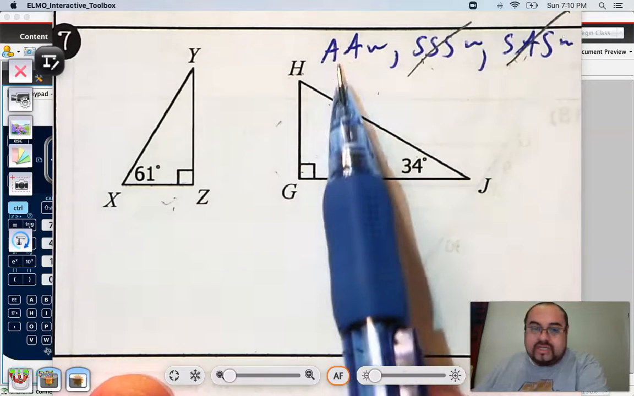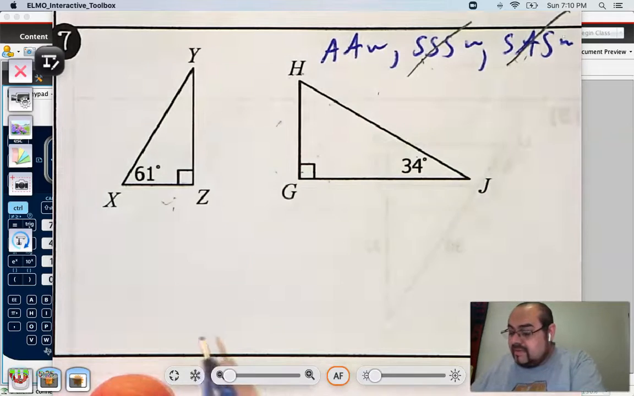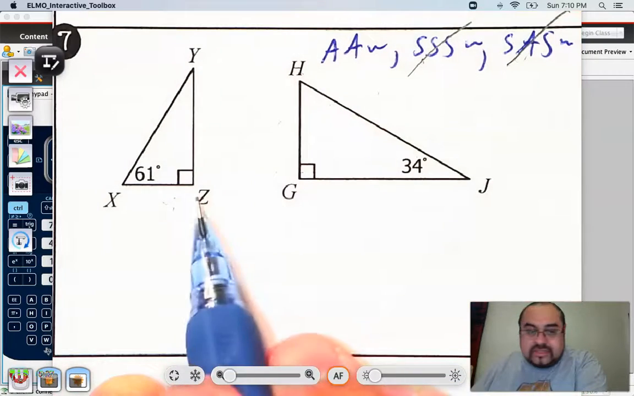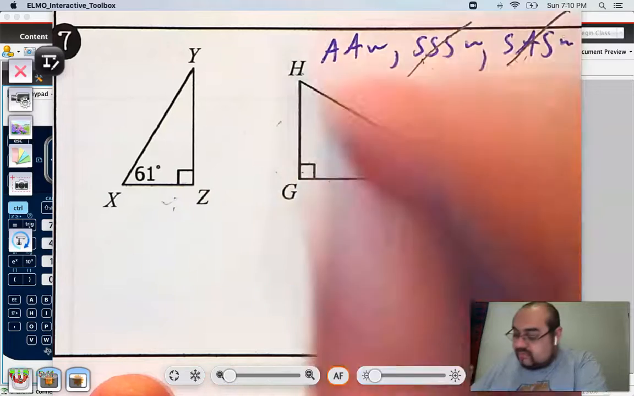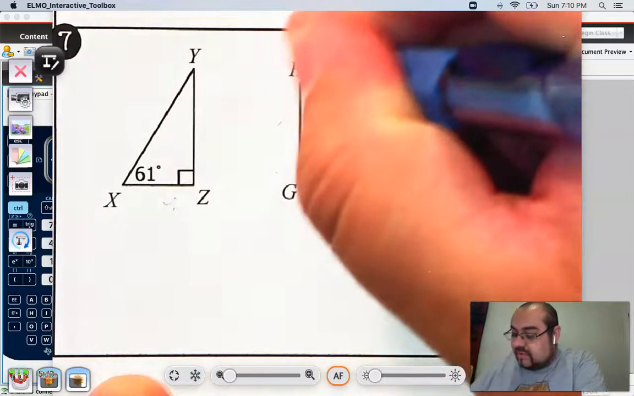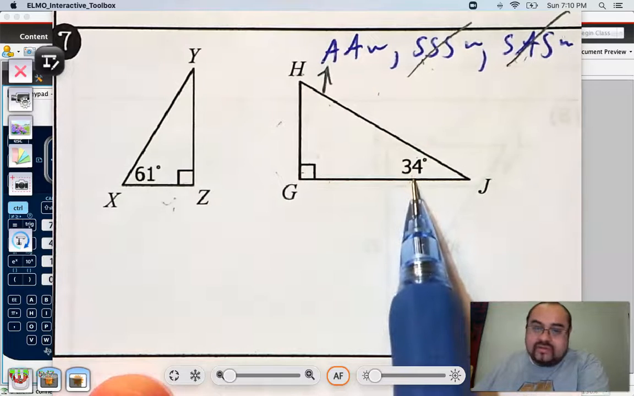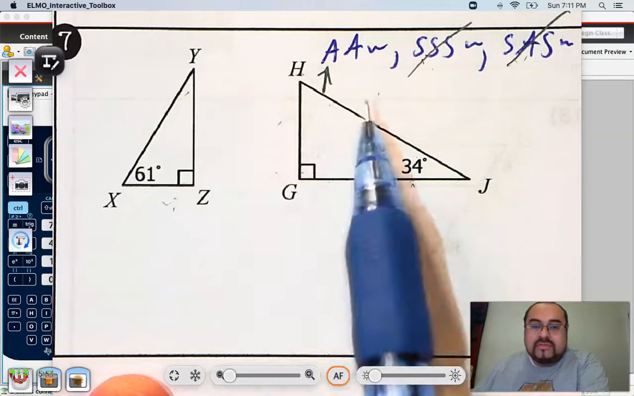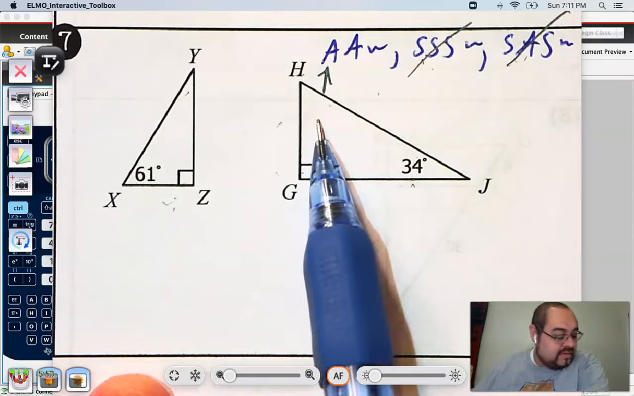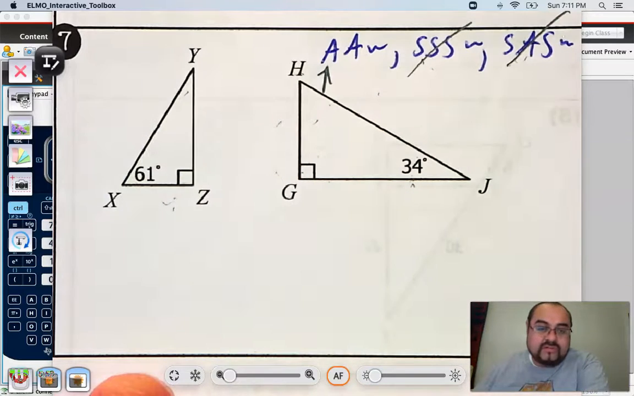So again, we're going to try to use angle, all right? So we know for sure angle Z and angle G are congruent because they're both 90 degrees. So we have one of the A's accounted for. Okay, we need to figure out the other A. 61 and 34, they're not congruent, so we can't use these two angles. We don't know what angle Y is. We don't know what angle H is.